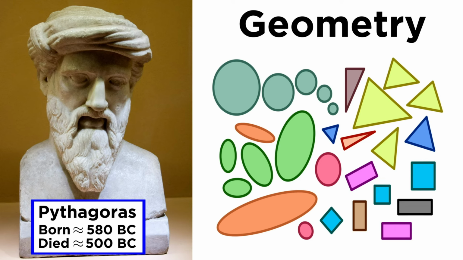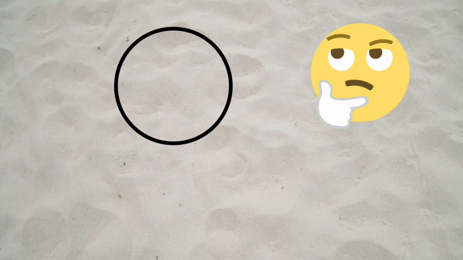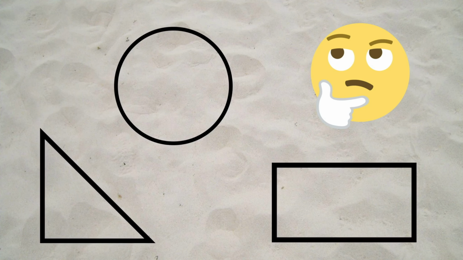This early branch of mathematics, now called geometry, was derived largely from drawing pictures in the sand, and it is one of the oldest topics in math. Great thinkers would draw shapes like circles, rectangles, and triangles, and try to understand the characteristics of these perfect forms.